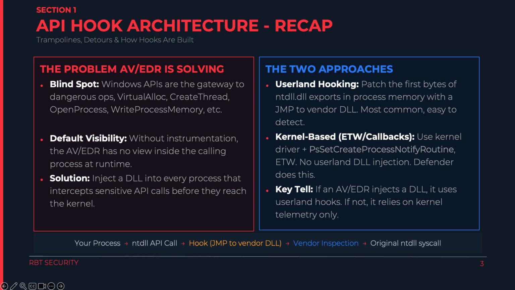So they have two different options. Number one is user land hooking. That is where they inject into every process and patch the first bytes of, for example, the NTDLL exports, and now every sensitive API call detours through vendor inspection code before hitting the kernel. That is the most common approach. The second one is kernel telemetry drivers: PsSetCreateProcessNotifyRoutine, callbacks, ETW. No injected DLL, no userland patches. Everything happens at the kernel level.